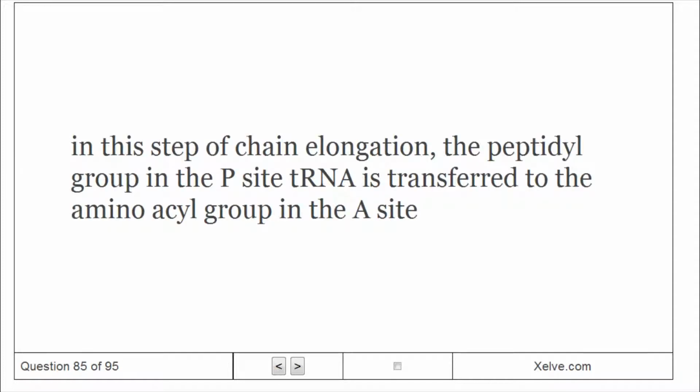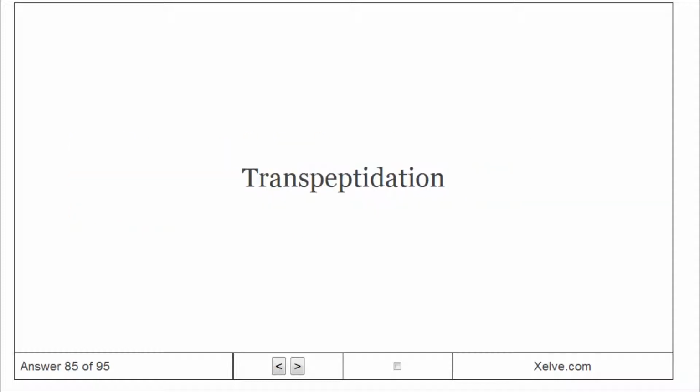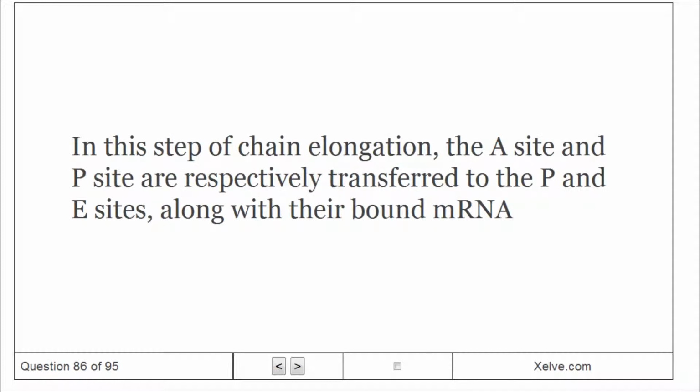In this step of chain elongation, the peptidyl group in the P site tRNA is transferred to the aminoacyl group in the A site: transpeptidation. In this step, the A site and P site tRNAs are respectively transferred to the P and E sites, along with their bound mRNA.